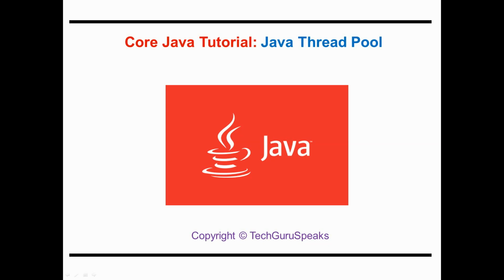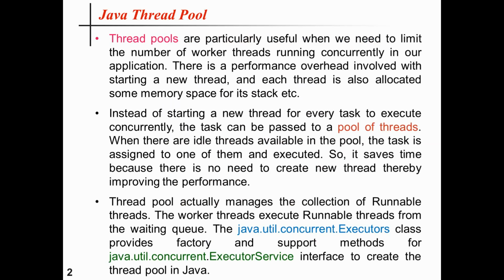Today I would like to describe one of the important features of Java multi-threaded programming, and that is Java Thread Pool. Thread pools in Java are especially useful when we need to limit the number of user threads, called worker threads, running concurrently in our application.